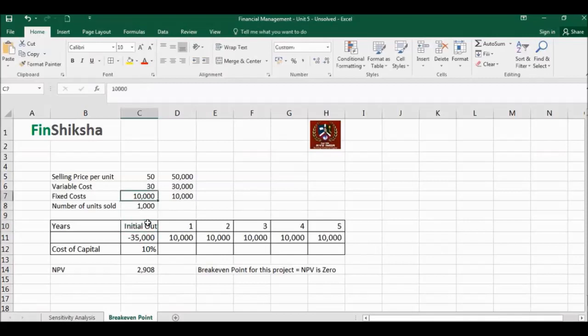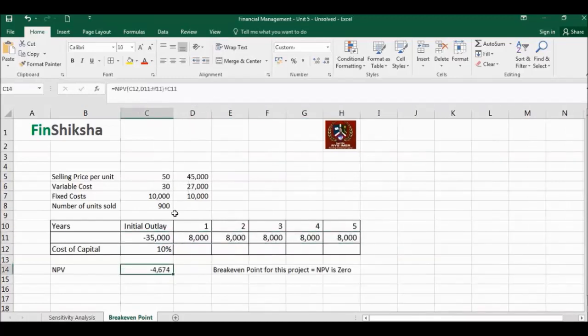Now, what do you do with this initial outlay? Let's see if the firm produces only 900 units of these digital markers, then what happens? We find that NPV becomes negative, right? That's because while you make 8,000 in each of the years, you're breaking even individually each year, but the initial outlay is creating a problem, right? So NPV becomes negative. Somewhere in between NPV should become positive, right?